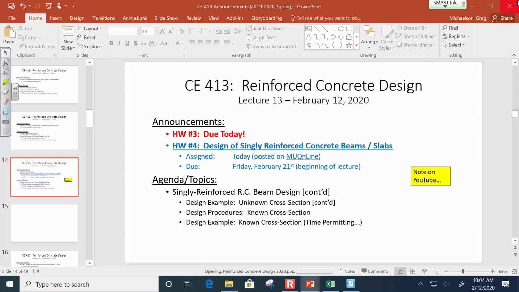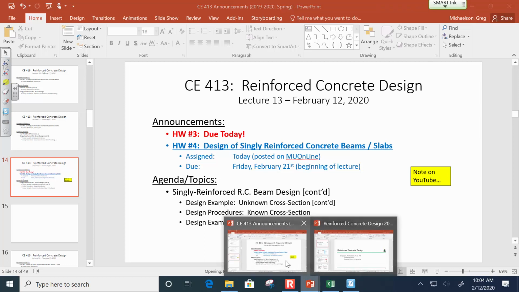So what we're going to do today is finish our design example with the unknown cross-section. Then we're going to get to design with a known cross-section, which is by its nature easier. We might start that example. I don't know if we'll get to it, but we probably will. We won't finish it, but we'll definitely get to it.